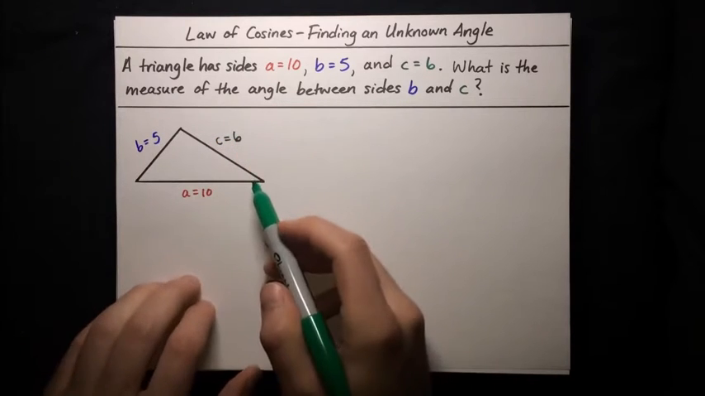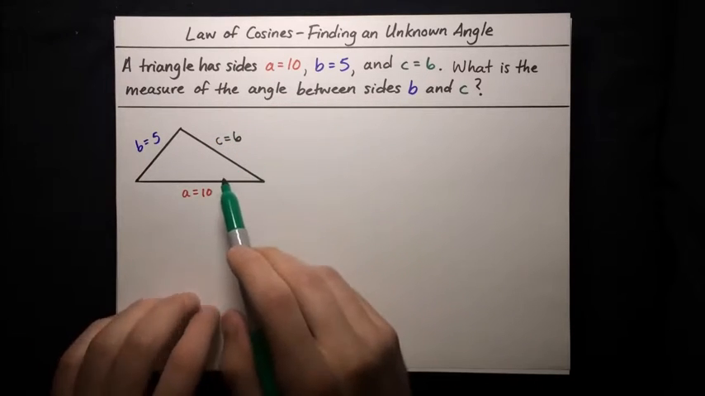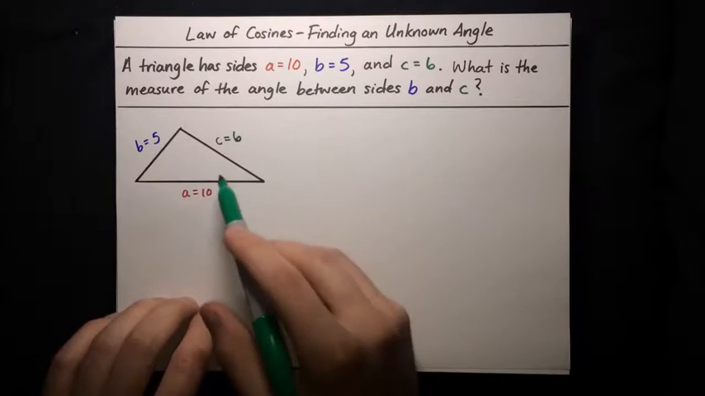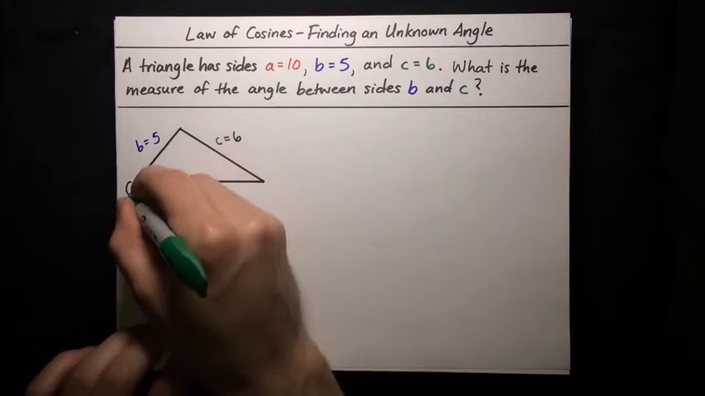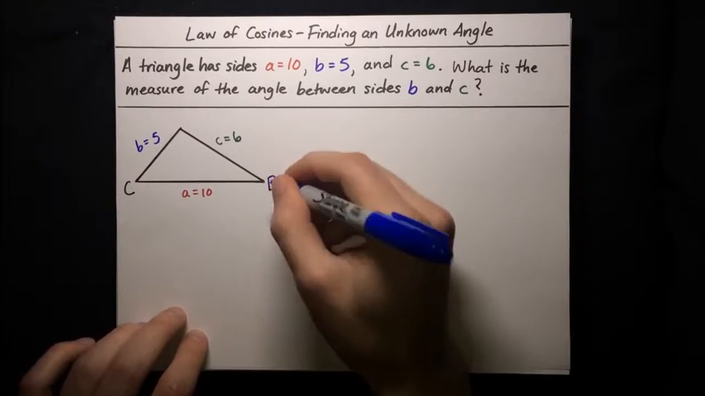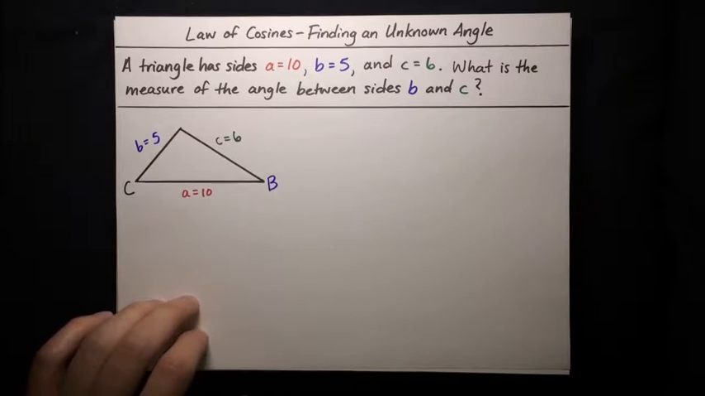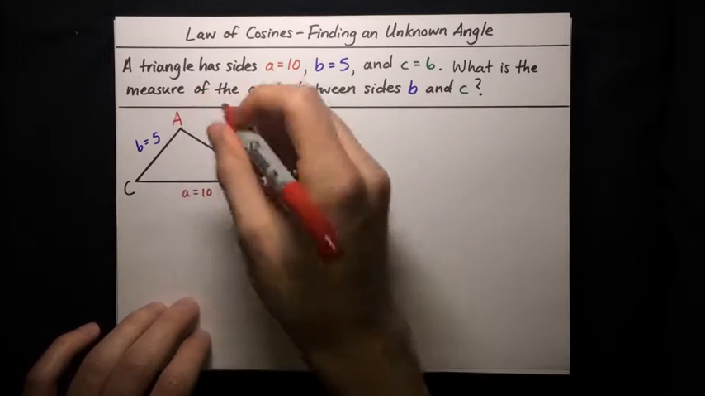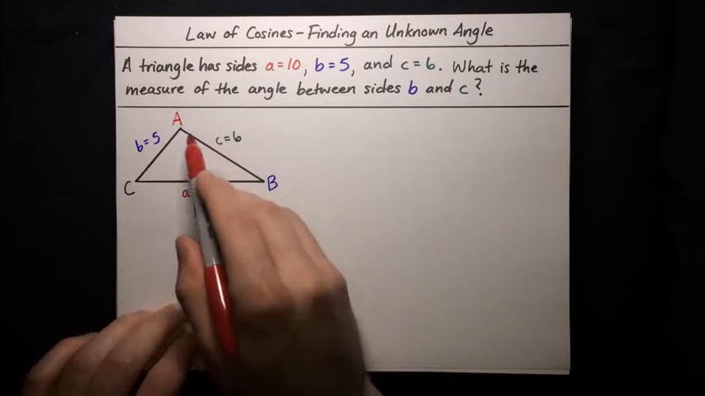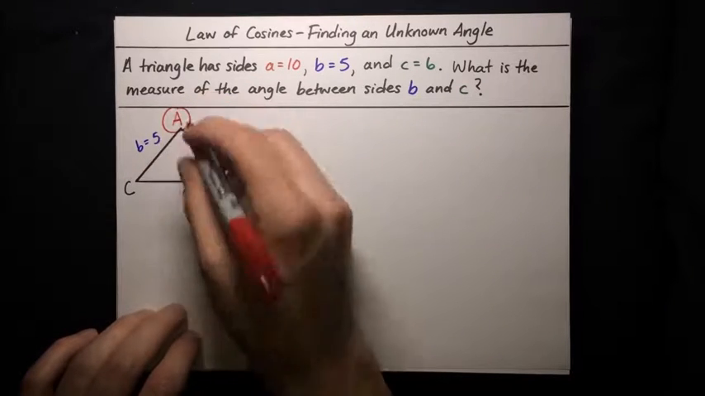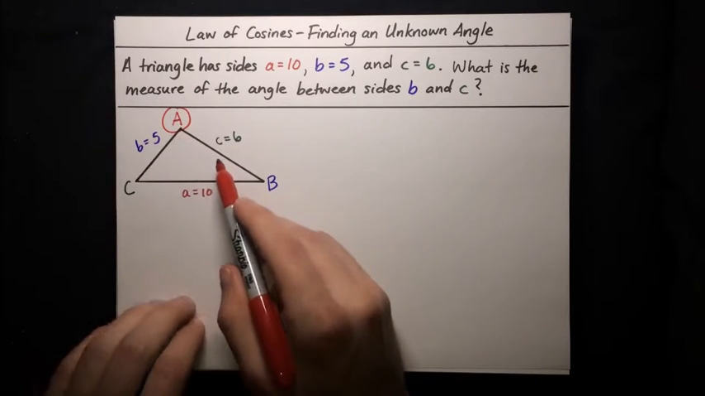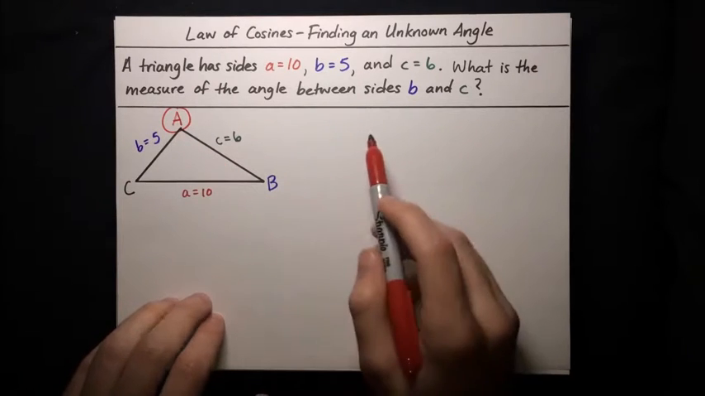Okay, so we want to use the law of cosines to figure out what is the measure of the angle between sides B and C. Why don't we also label the angles? This is C, then that one is B, and then this one is A. Here are sides B and C, so the angle between them is A. So that's what we want to find. We want to find the measure of angle A. So let's use law of cosines to find this.